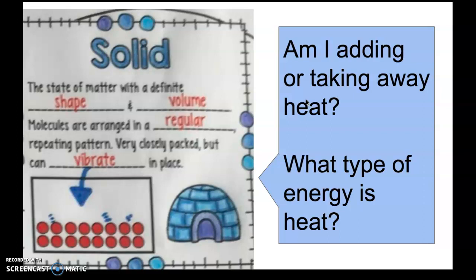One of my questions here for you is, am I adding or taking away heat when I am going from a solid to a liquid? Hopefully you are able to tell me that as I add heat to a solid, like a solid ice cube, it becomes a liquid, so I'm adding heat here. What type of energy is heat? Do you know? Maybe you don't know exactly, but hopefully by the end of the lecture, you'll learn that heat is actually kinetic energy, or the energy of the movement of particles. So as I add heat or kinetic energy into my solid, it actually changes state and will become a liquid.